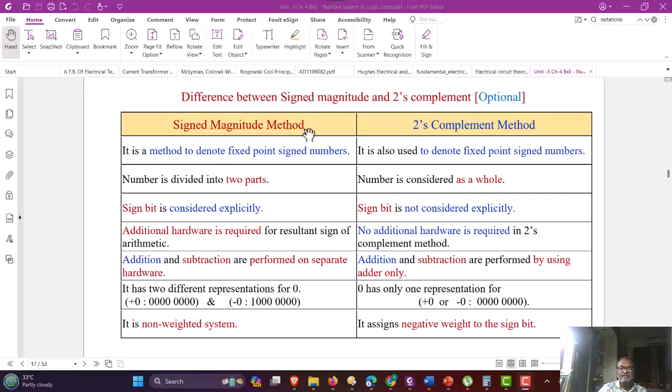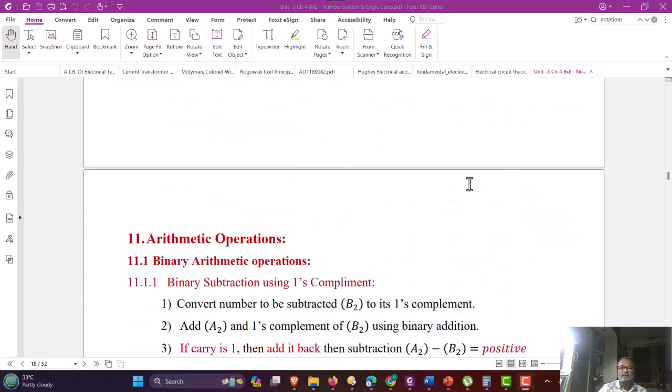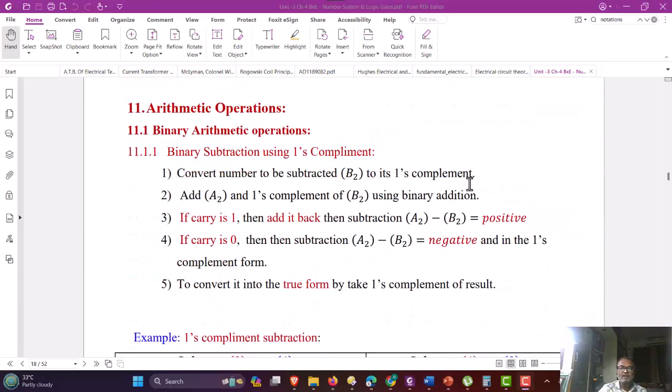The various differences are listed in the table, but since they are optional, we will continue to the relevant topic of our syllabus.